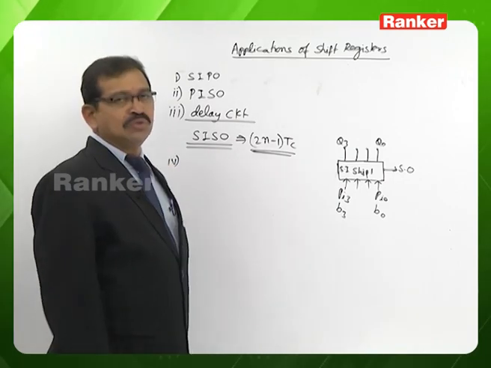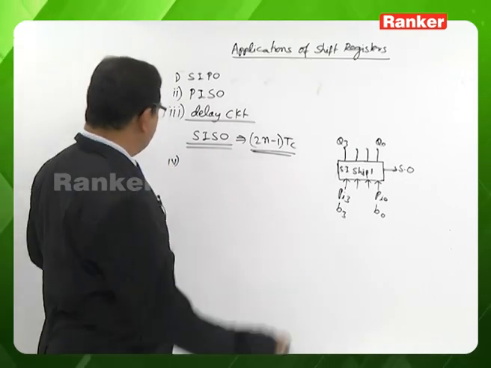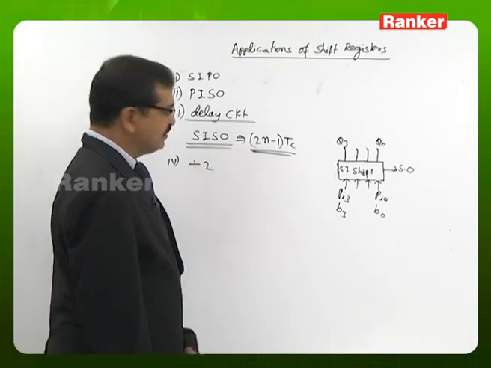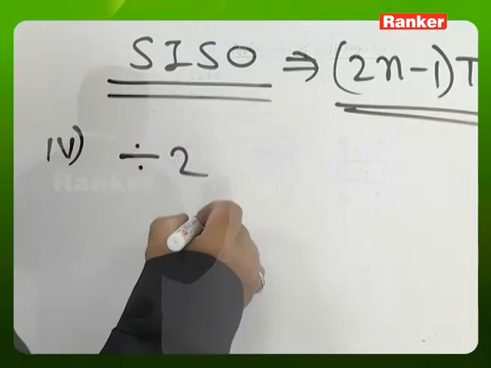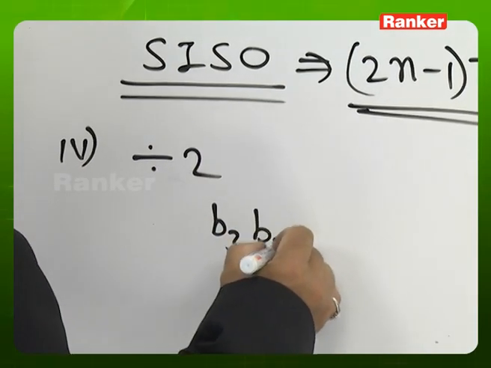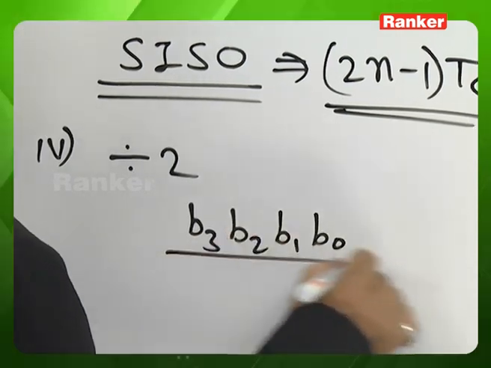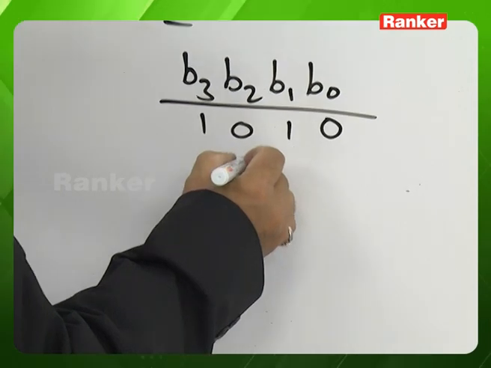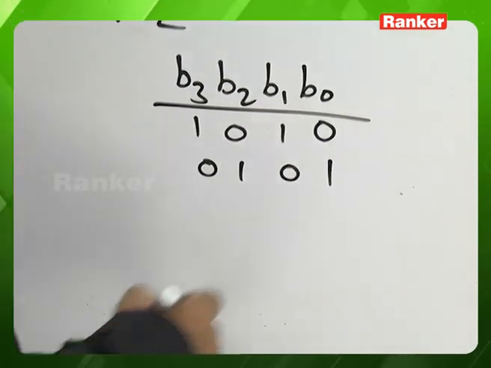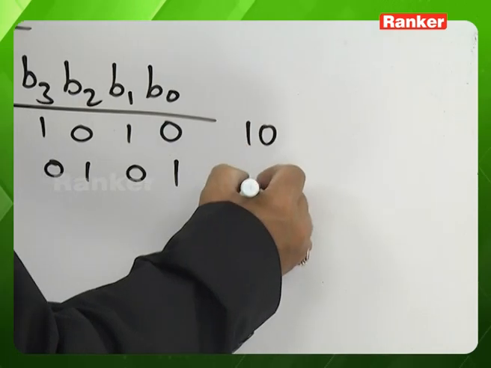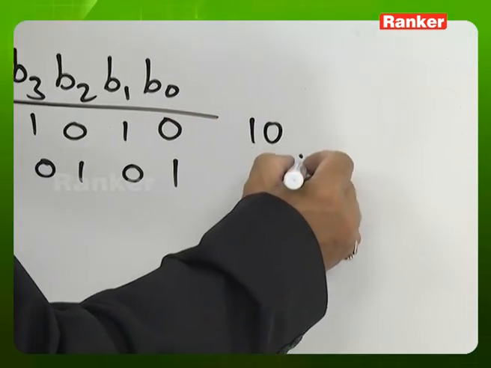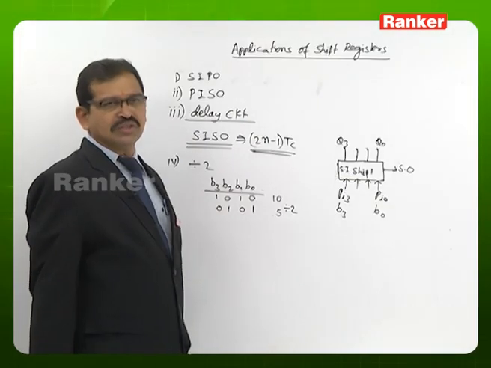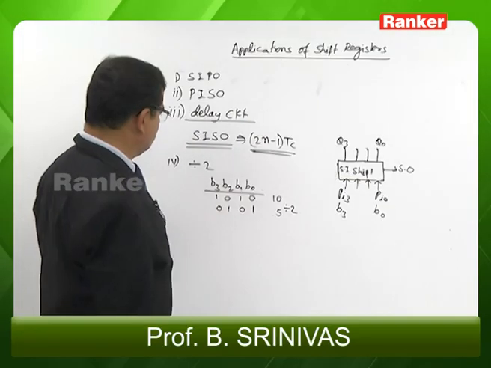It is possible to use it as a divide by 2 circuit. If the data available in the register is 1010, with 1 bit right shift operation, the data in the register is going to be 0101. So the initial content is 10, and while shifting 1 bit to the right, it comes to be 5, so that the original data is divided by 2. So we are able to use the register as a divide by 2 circuit.